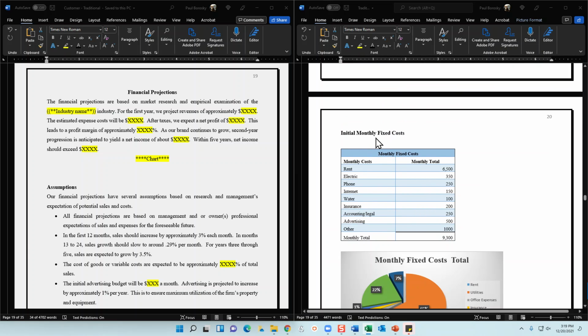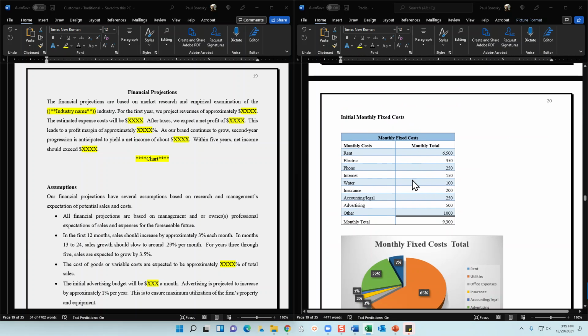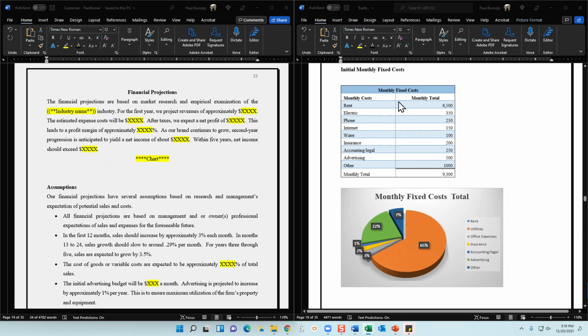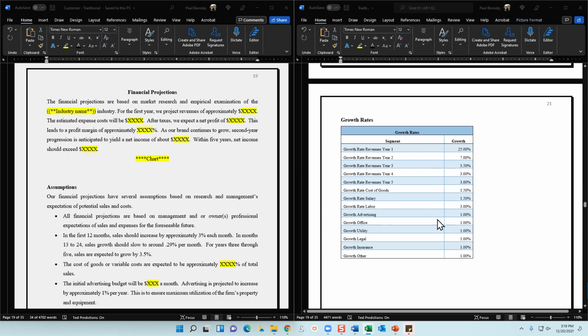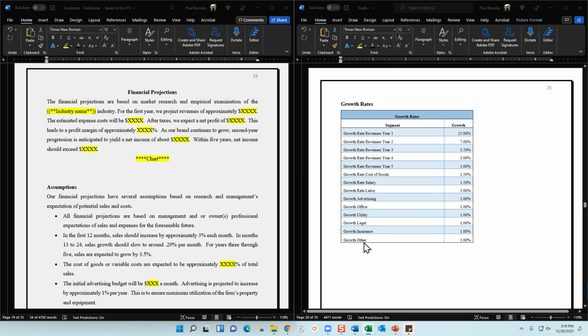We're then going to show them what your initial monthly fixed costs are going to be, broken into this chart, category right here, and then also put into a nice little pie chart as well. We're then going to identify what your growth rates are going to be on an annual basis, year 1 through year 5, and then for each line item.